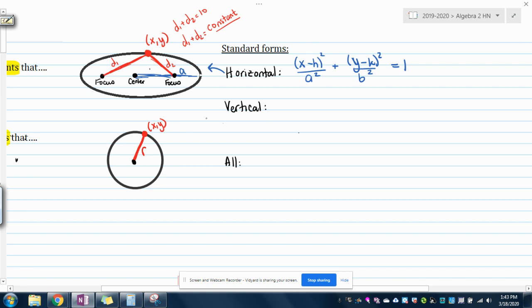And then if I have a vertical ellipse, meaning a is vertical, then it's going to be x minus h squared, and again, y minus k squared equals 1. And a is vertical, so a is going to go underneath y, and b is going to go underneath x. So those are my standard forms for a horizontal or a vertical ellipse. Fair warning, with parabolas, there are also going to be horizontal and vertical forms, also with hyperbolas. The only one that does not have more than one standard form is circles.